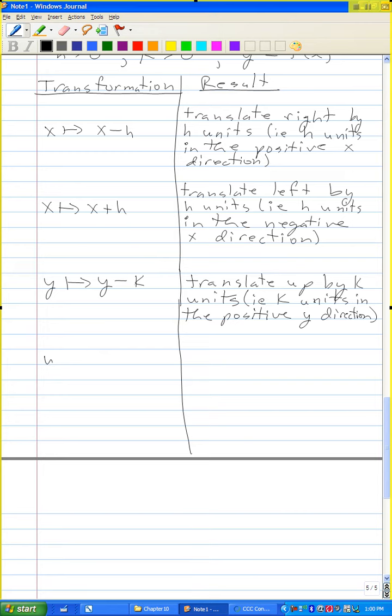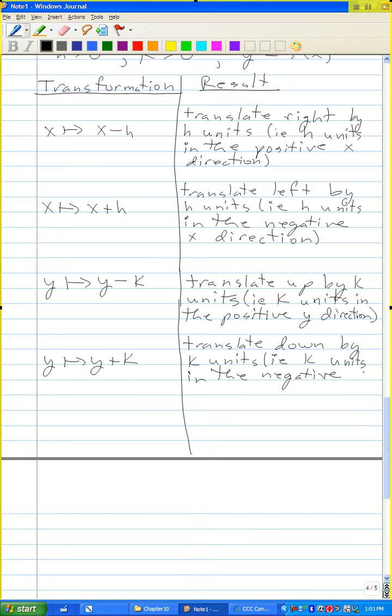Next, suppose I have the following transformation. Y goes to y plus k. Then I'll translate down by k units. So in other words, k units in the negative y direction.